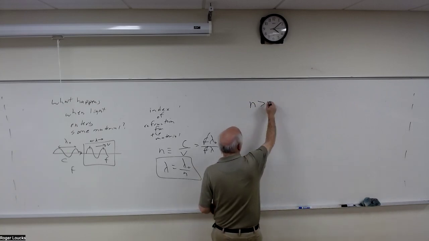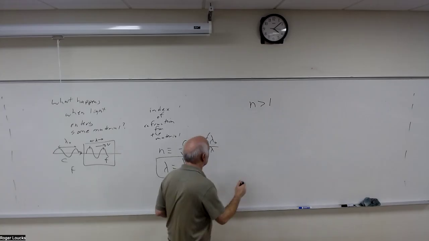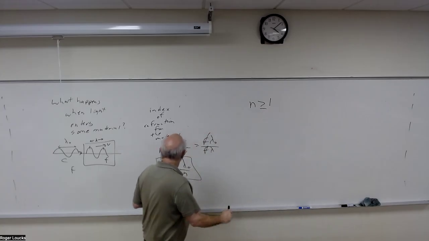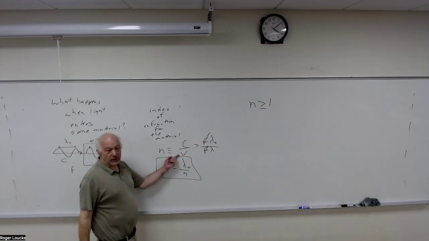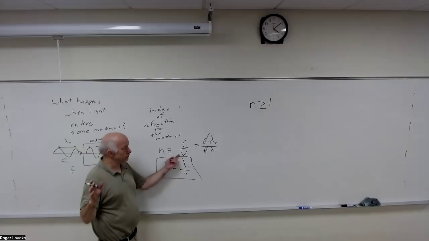So n is going to be greater than 1, and what? Greater than or equal to 1. Well, I convinced you your material is going to slow light down. Now, I will convince you that n actually can be less than 1, but we'll find out what that means later on. We're not there yet.